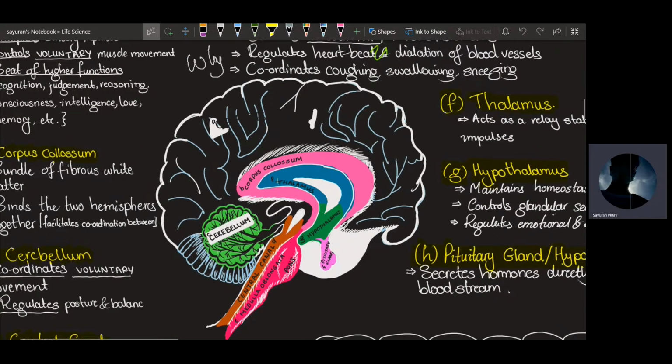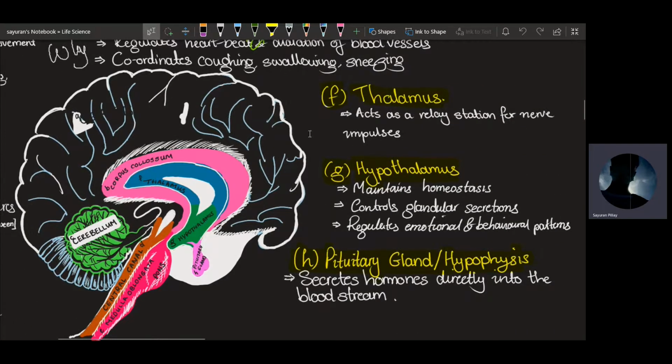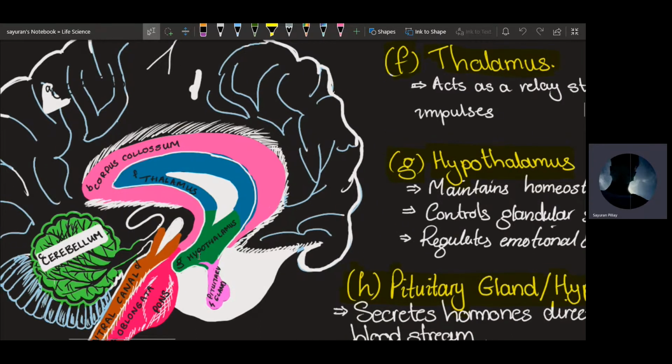Then this blue labeled F is your thalamus. The thalamus acts as a relay station for nerve impulses, as it's written here. Then below it is the hypothalamus. What is the hypothalamus? Hypo means below or inferior to, and thalamus is this part here. So this part is just named because it's below the thalamus. It's the lower part of the thalamus, so it's called the hypothalamus.